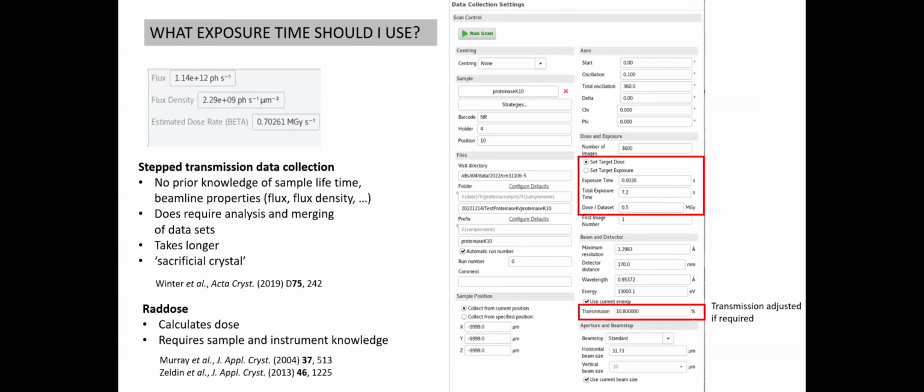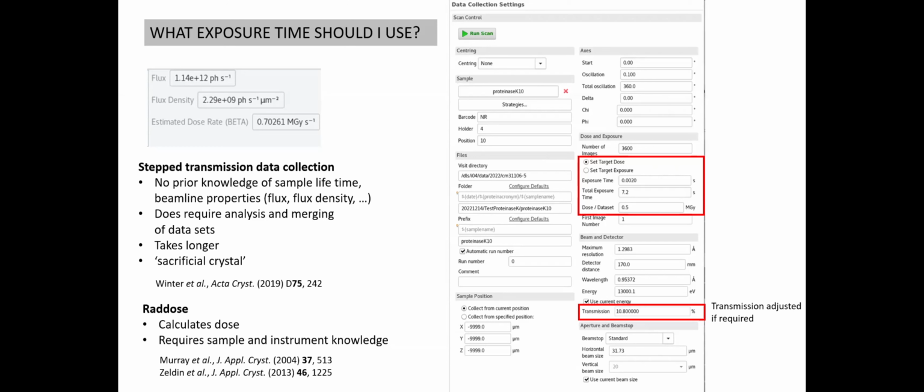So what we've started to do, and also in other facilities, is that instead of setting an exposure, we recommend setting a target dose. And the engine behind that is what we use: the program RADDose from the Garman group, and it calculates a dose, but it requires sample and instrument knowledge. For this calculation, to start with, we assume a standard sample, so no heavy atoms, things like that. We want to improve the system by incorporating more sample information in the future.